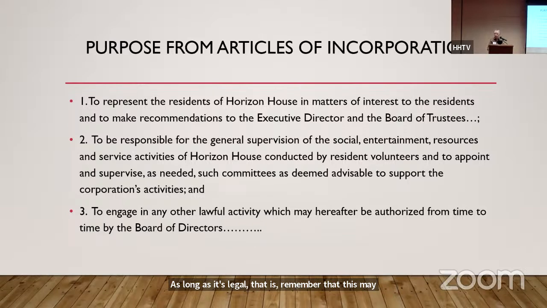This may seem an insignificant task. We don't run Horizon House. We don't make operational decisions, although we do provide feedback for sure. All we do is provide stuff for us to do. However, this is exactly what makes us unique. The council committees are open to all people, all members, all residents, and they can join anytime they want.